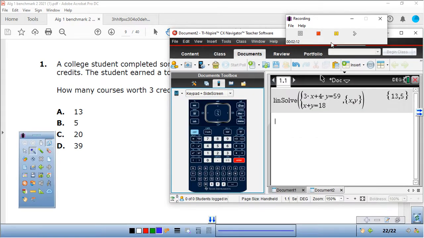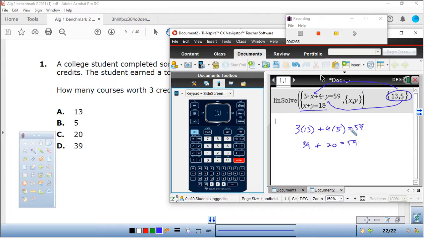Hold on real quick, let me go back over here. In regard to this one, we got 13 to be x and 5 to be y. So look, if you add them both up, they give you 18. Now we'll put them in here: 3 times 13 plus 4 times 5 equals 59. Let's see if this works. 39 plus 20 equals 59.